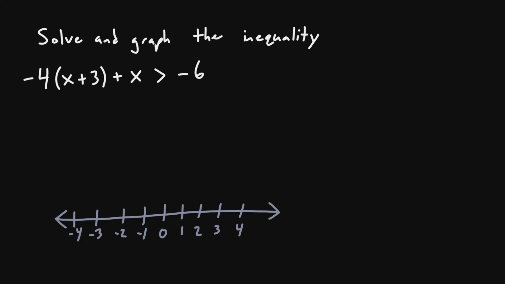The problem is asking us to do two things: solve and graph an inequality. The inequality bit is that this is like an equation, but instead of being equal, it's not equal. In this case, the left side is greater than the right side. Solving these is pretty much the same as solving an equation with only one difference.